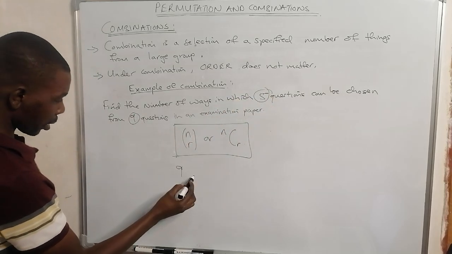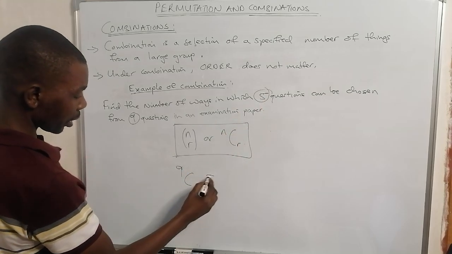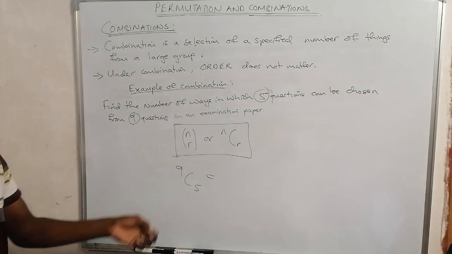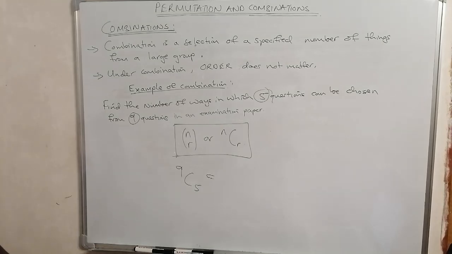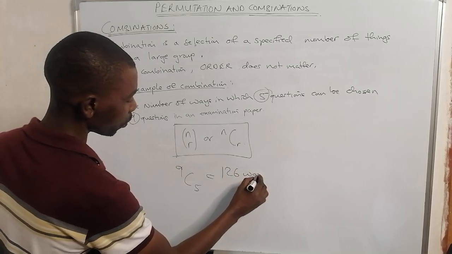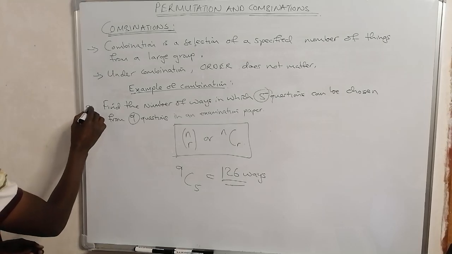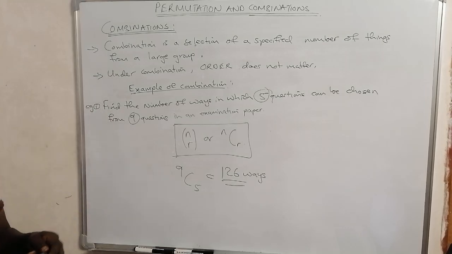Then this can be written as 9 choose 5. Then you can punch this in your calculator. 9 choose 5 is equal to 126 ways, right? So that can be our example number 1. Another example.